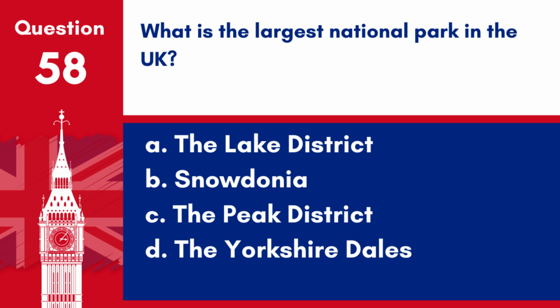Question 58. What is the largest national park in the UK? A. The Lake District. B. Snowdonia. C. The Peak District. D. The Yorkshire Dales. Answer A. The Lake District. The Lake District is the largest national park in the UK, known for its lakes, forests, and mountains.